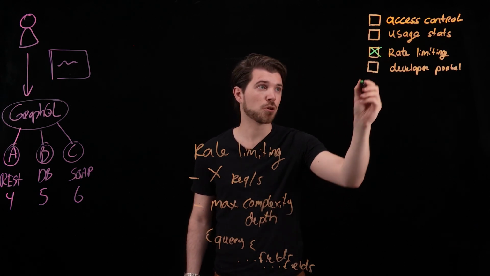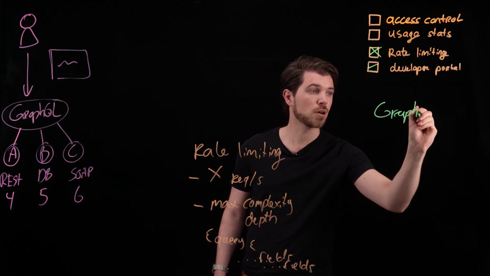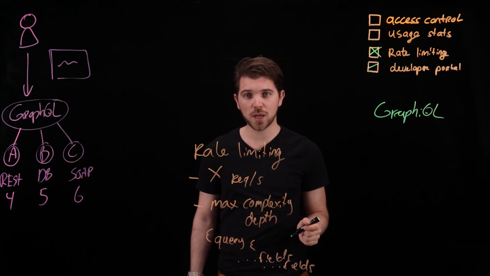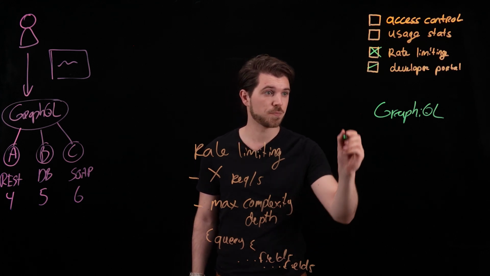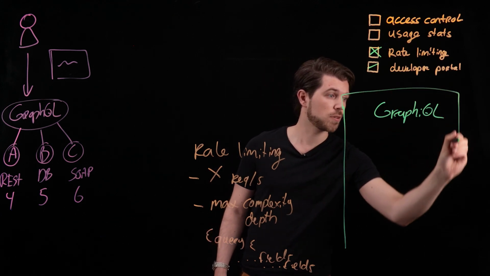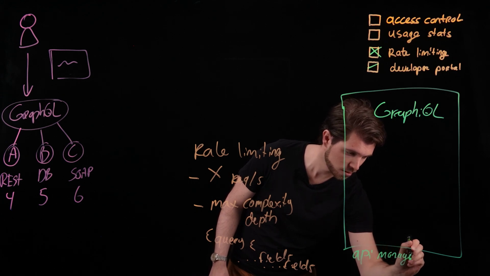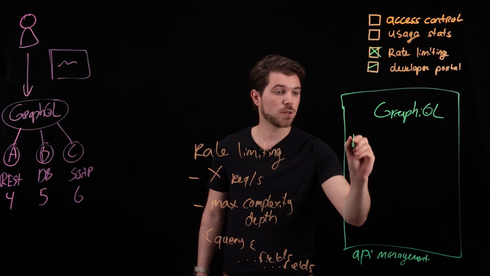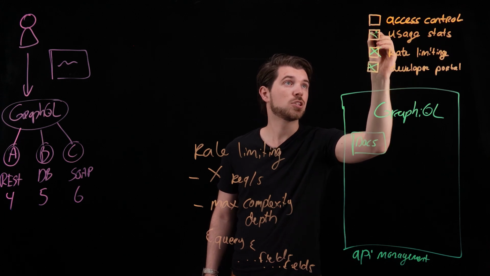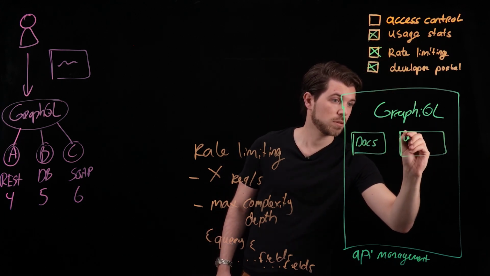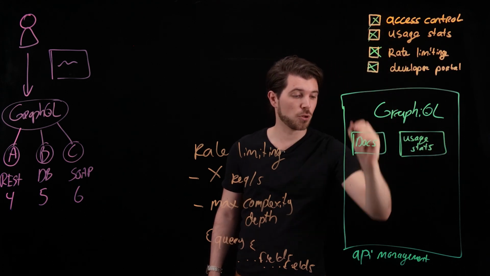Another aspect is developer portals. A GraphQL API often comes with a built-in playground or explorer called GraphiQL. This will give users a way to interact with your API and look at the GraphQL schema. But it's not a substitution for documentation. So by adding API management, you can handle documentation, usage stats, and even access control.